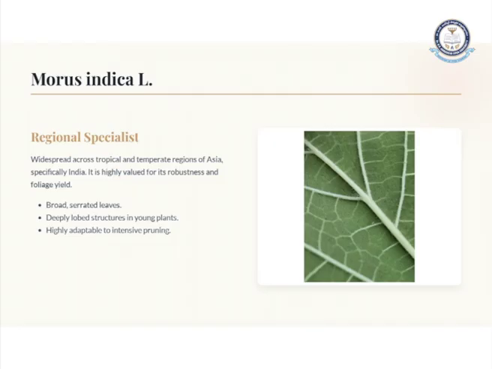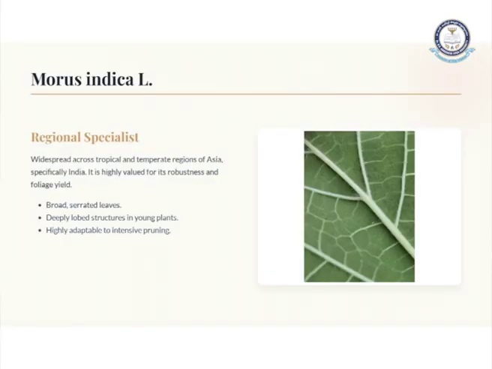Morus indica is a regional specialist. It is widespread across the tropical region and also the temperate region of Asia. Specifically, it has been grown in India, and it is highly valued for its robustness and its foliage yield. That means if you see the picture here, it has broad and serrated leaves.